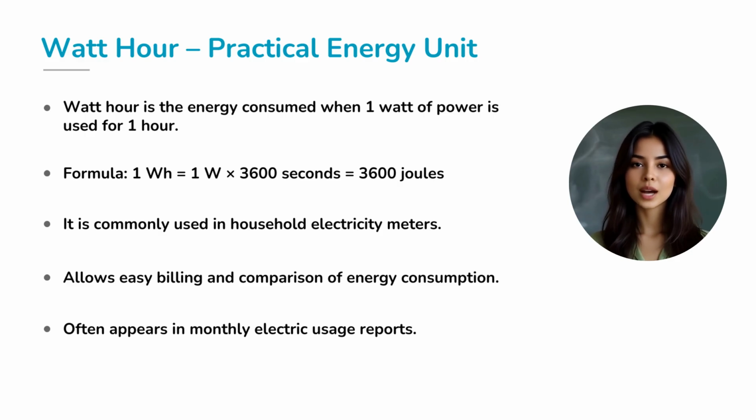Now that we know the standard units, let's move to something more relatable, like your electricity bill. Ever seen the term watt-hour or Wh printed on it? A watt-hour is the energy consumed when a device uses 1 watt of power for 1 hour. Let's calculate it. 1 watt-hour equals 1 watt multiplied by 3,600 seconds, since 1 hour has 3,600 seconds. So 1 Wh equals 1 W into 3,600 seconds equals 3,600 joules. That's how much energy your 1 watt LED bulb uses in an hour.